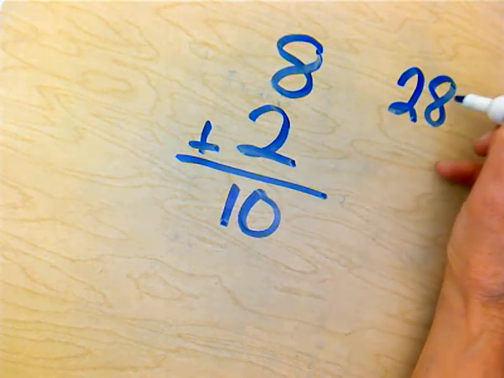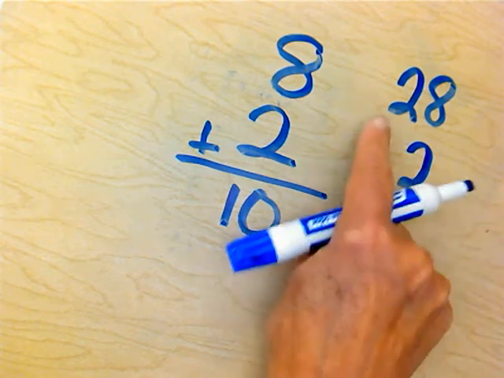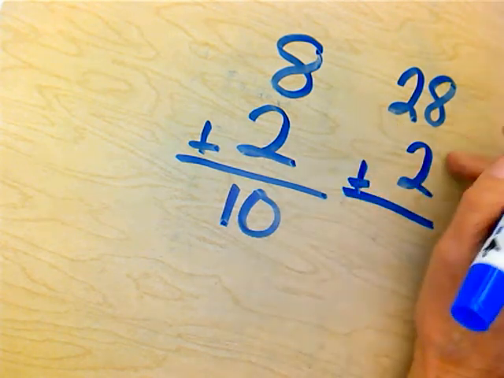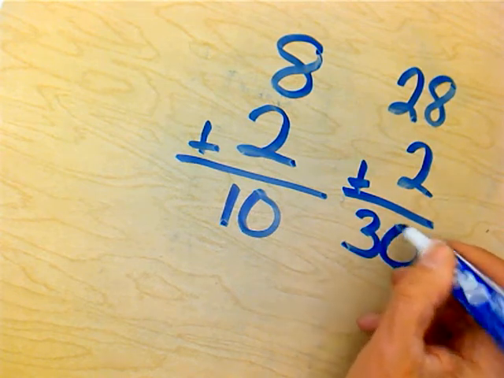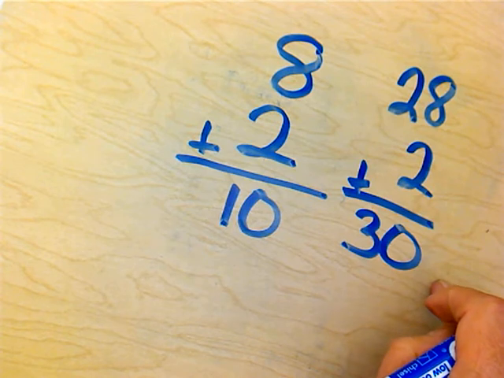If I thought about the fact that 8 plus 2 gives me 10, and I already have 2 10s, if I added 2 to 28, wouldn't that bring me to the next 10, which would be 30? That would bring me to the next 10. That would give me 30.